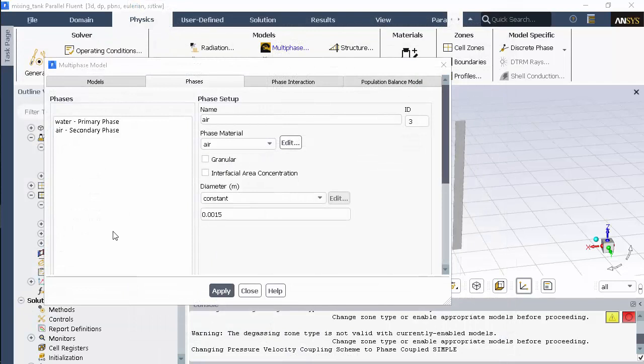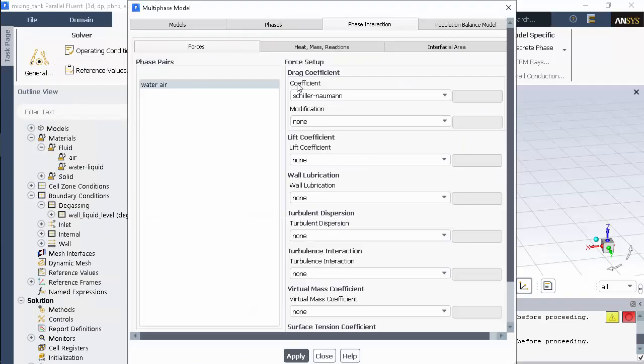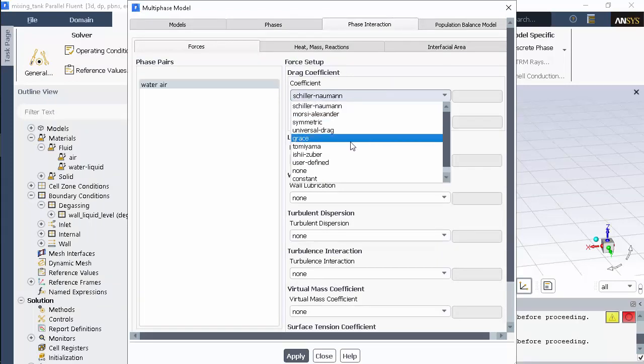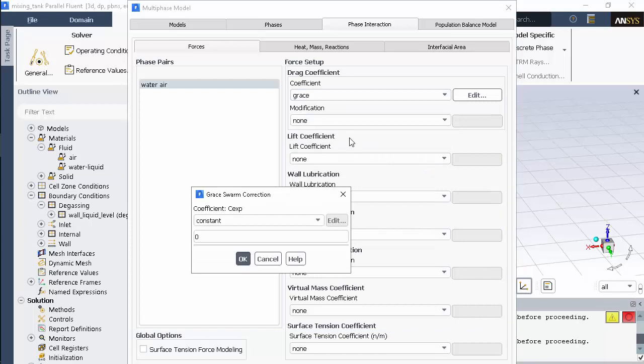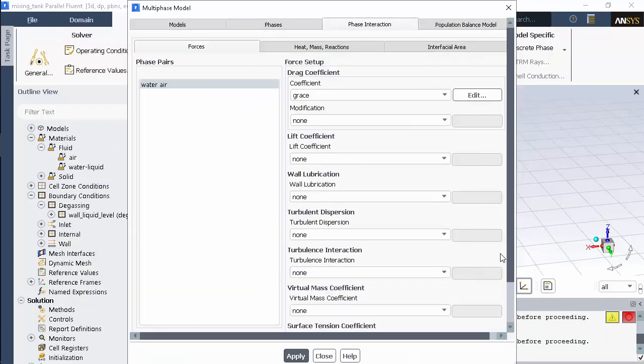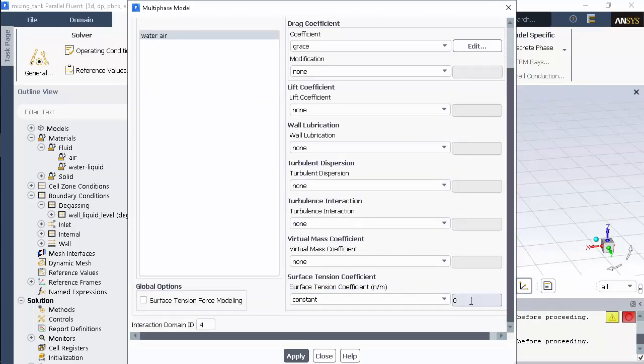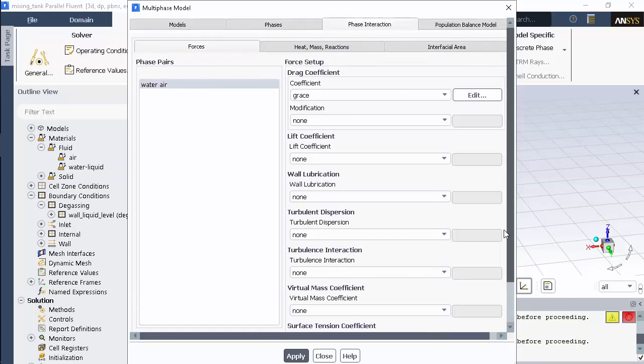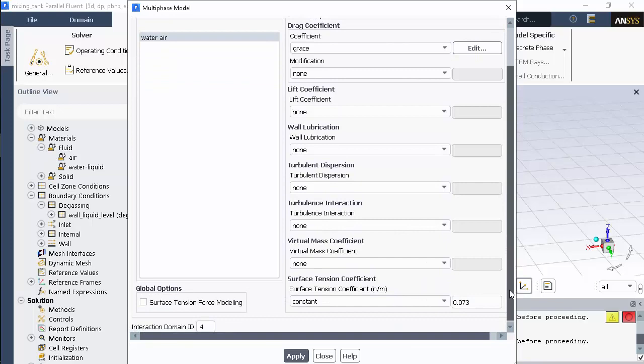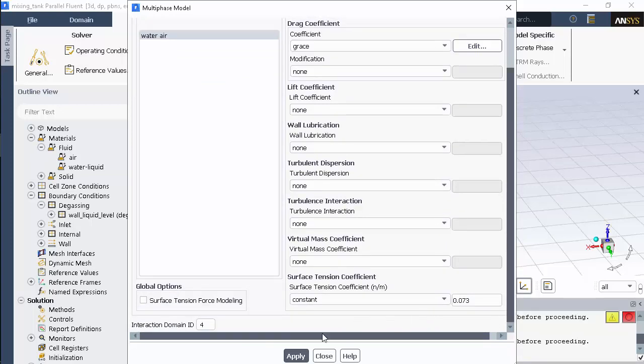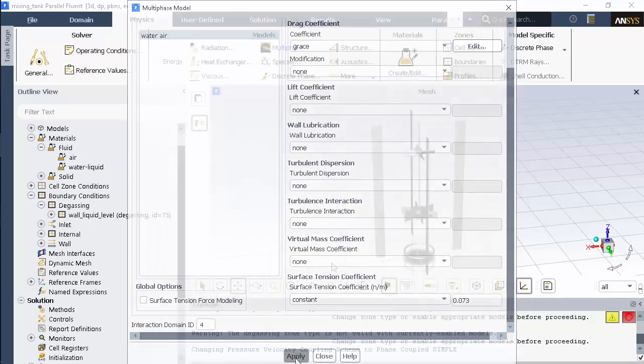Within the Phase Interactions tab, interactions between each phase can be described. In this example, drag between air bubbles and the bulk fluid is best described by the Grace model, which applies well to liquid-gas mixtures with low gas density and bubble sizes of 1 to 2 millimeters. I must also include a value describing the surface tension of the bubbles. Many different phase interactions, such as lift, wall lubrication, turbulent dispersion, and turbulent interaction can be described here. However, for this case, only drag needs to be considered.